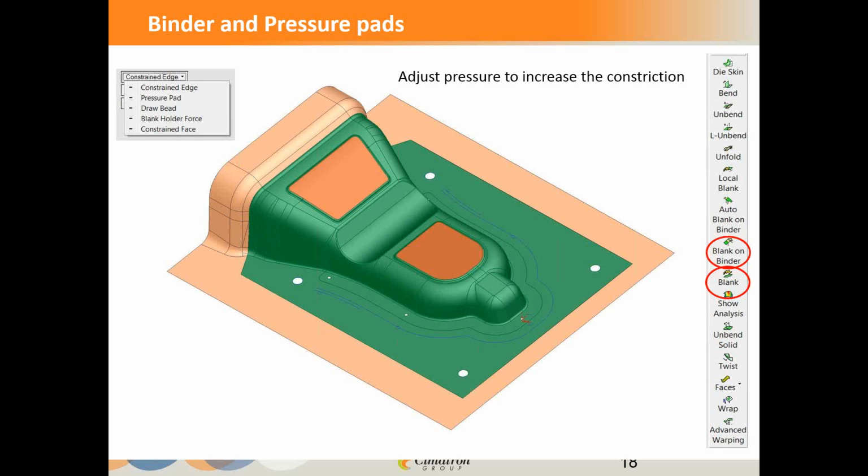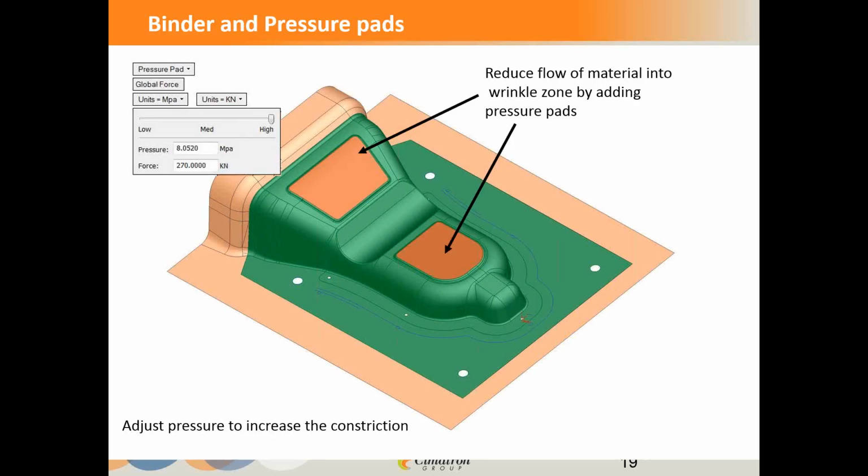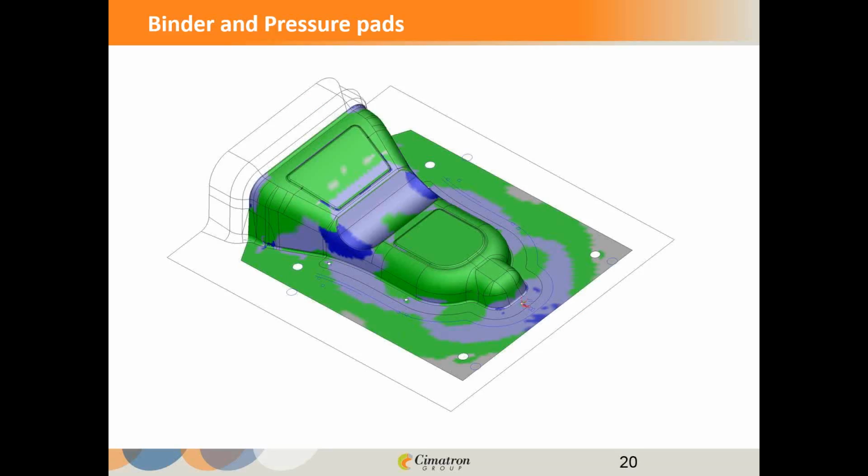The pressure pad is designed so that it's going to constrict the area that's in between where the pressure pads are, that wrinkle area. I want to reduce the flow into there so the material doesn't get there too quick and start to wrinkle. Here's the adjustment you can see where pressure can be adjusted so that you can manipulate how that pressure is going to affect the part. And again, the idea is to add constriction into that.